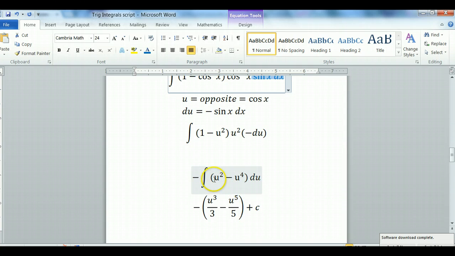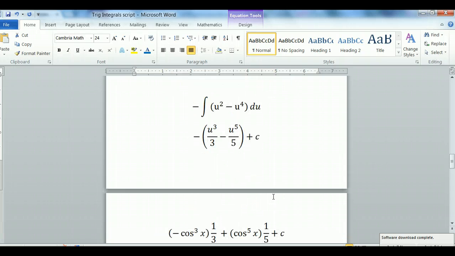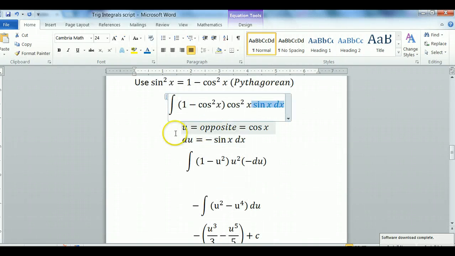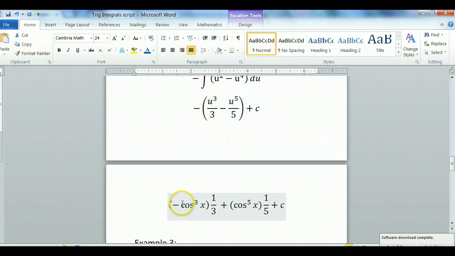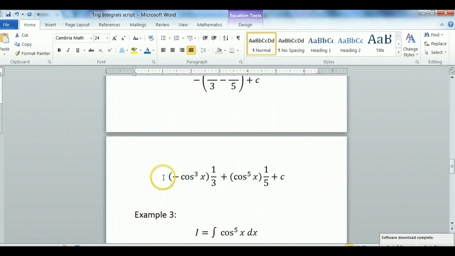Now we are ready to integrate. It's a very simple integral now. It's negative: the integral of u squared is u cubed over 3, minus the integral of u to the fourth, which is u to the 5 over 5, plus C. Now we are done. So the only thing we need to do is to plug back for u. So remember our original u was equal to cosine x. So we now plug in for cosine x. So u cubed is cosine cubed x, and that's 1/3, and then the minus goes inside. The minus minus becomes plus, and then we have u to the 5th, which is cosine to the 5th, and we have 1/5, plus C, and we are done. So this is our final answer.